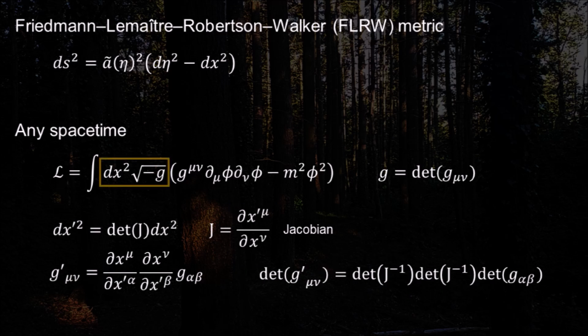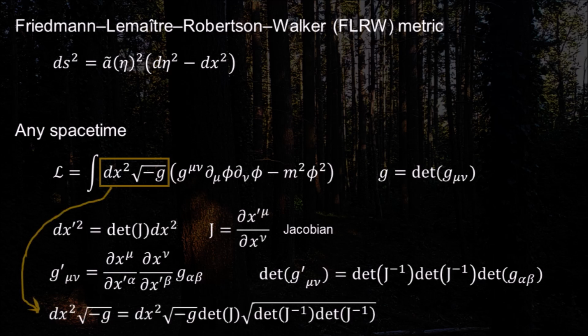So this factor here, when expressed in the prime coordinates, reads. Another theorem regarding determinants says that the determinant of any inverse matrix equals the inverse determinant of that matrix. So this factor here is just 1. So indeed, this volume factor is invariant. The reason for the minus sign is that the determinant of any spacetime metric is negative. So we have to counter that with a minus.